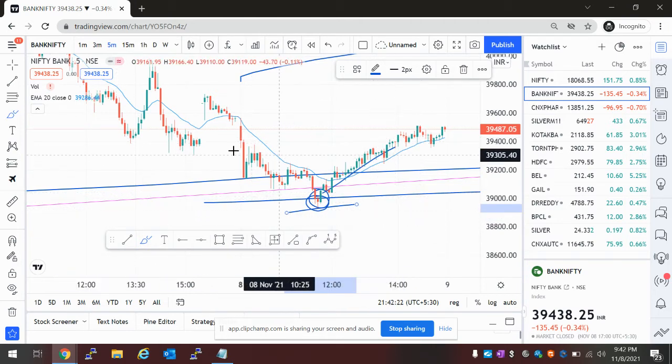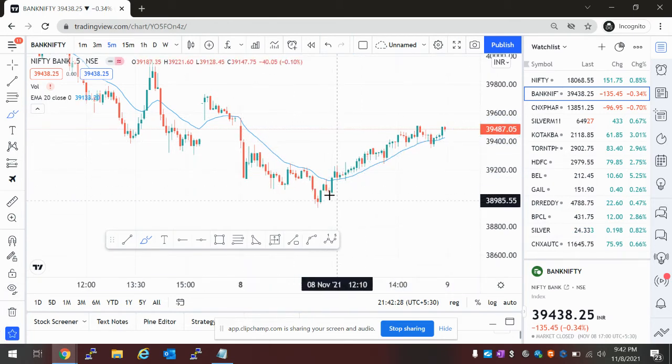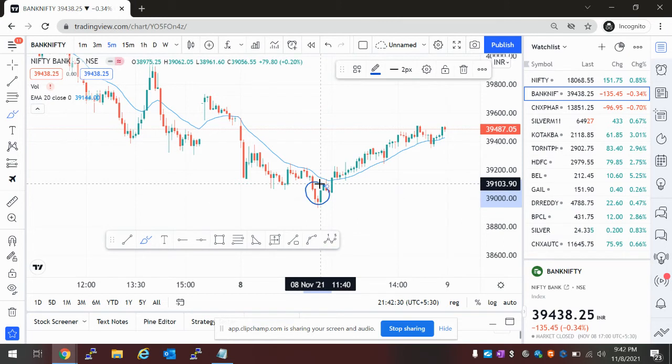I'll introduce a couple of indicators so that you will get these things very well. This is a pattern.